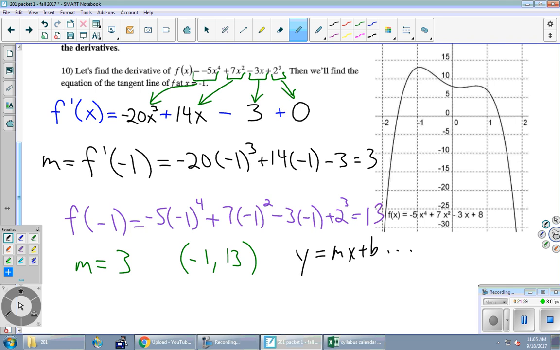But I will point out that we plugged the -1 into the original and into the derivative. And we did that for very specific reasons. You plug -1 into the original to get the y value. Plug -1 into the derivative to get the particular slope.